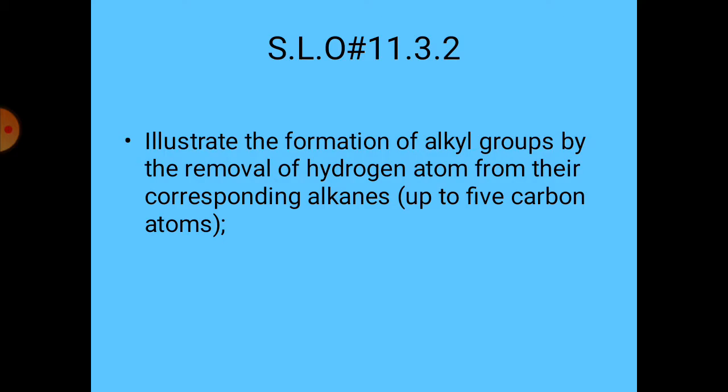We have to find out the alkyl groups. How? From alkanes up to 5 carbon atoms. And how do we form alkyl groups from the alkanes? We will remove hydrogen atoms from alkanes and we will form alkyl, and we will know about the alkyl groups. And the number of carbon atoms is 1 to 5.